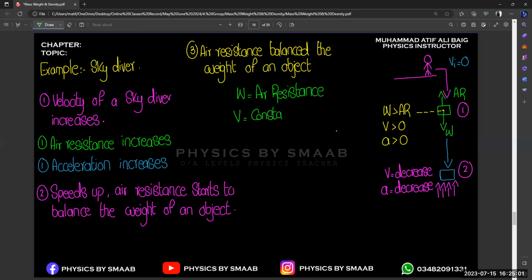Forces are balanced on an object. We also know that when a body is moving with a constant speed, all forces are balanced on the object. We will also discuss this concept in the next chapter on forces, and acceleration will be equal to zero. So at this particular stage, this constant velocity of an object is known as terminal velocity, right?